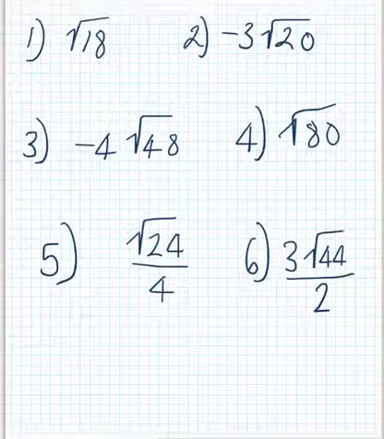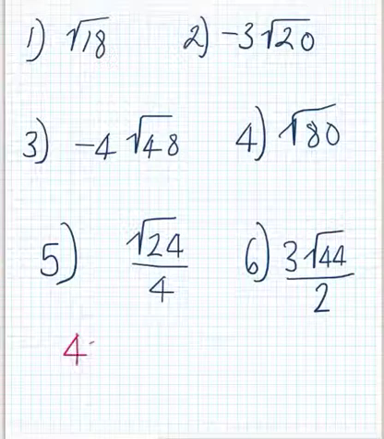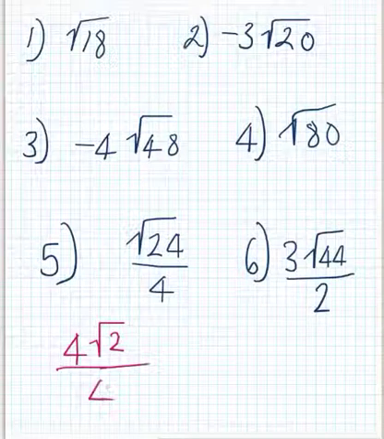So what I want you to do now is complete the following questions. So you've got 1, 2, 3, 4, 5, and 6. Now with 5 and 6, don't be confused because it's in fraction form. All you're going to do is simplify the whole numbers as you would normally with fractions. So I'll give you an example just to start you off if you get stuck on 5 and 6. Just say we had 4 times the square root of 2, over 4.